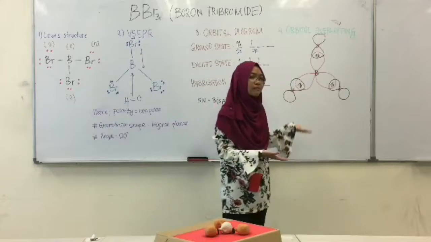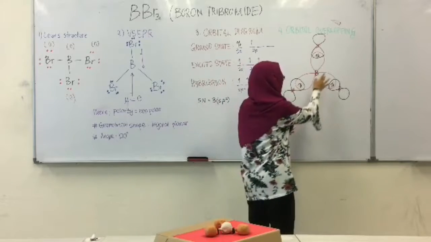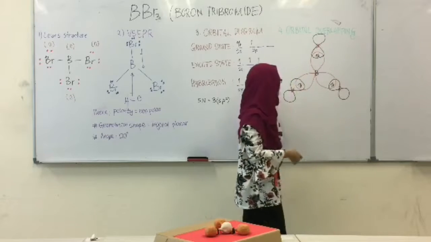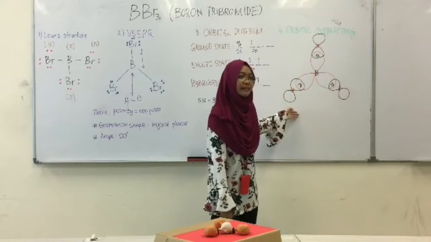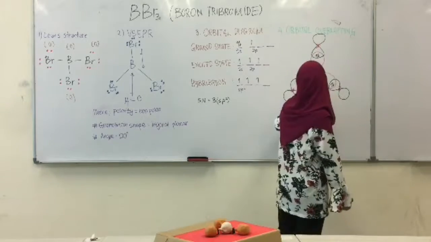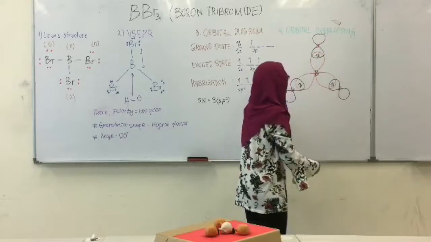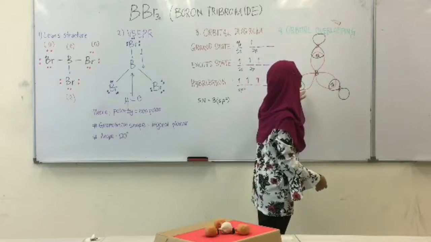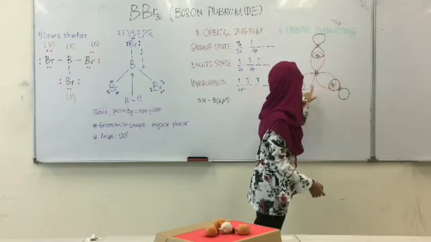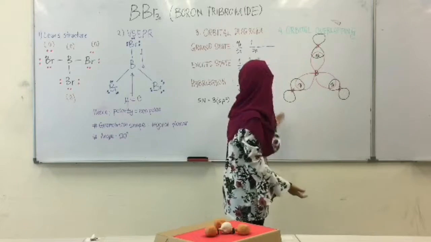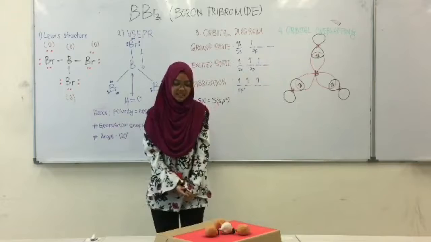And this is the orbital overlapping for boron tribromide. Okay, the center is boron, and these 3 double-shaped are bromine. So this is the sigma bond, which is head to head, and they share electrons, the electrons that both atoms share. That's all from me. Thank you.